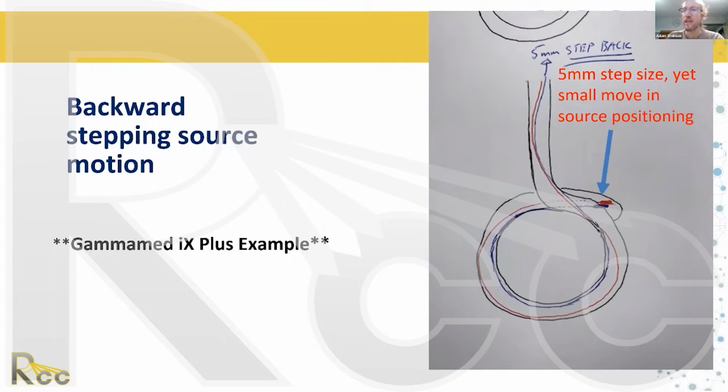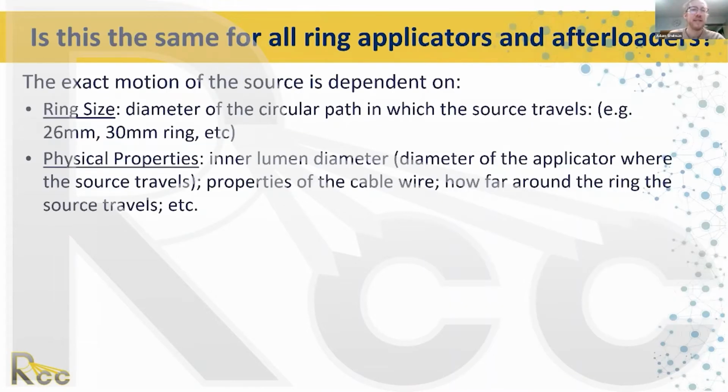So 5 millimeter step size, yet a small move in source positioning. And then it moves subsequently in 5 millimeter fixed step sizes from then on. Is this the same for all ring applicators and afterloaders?